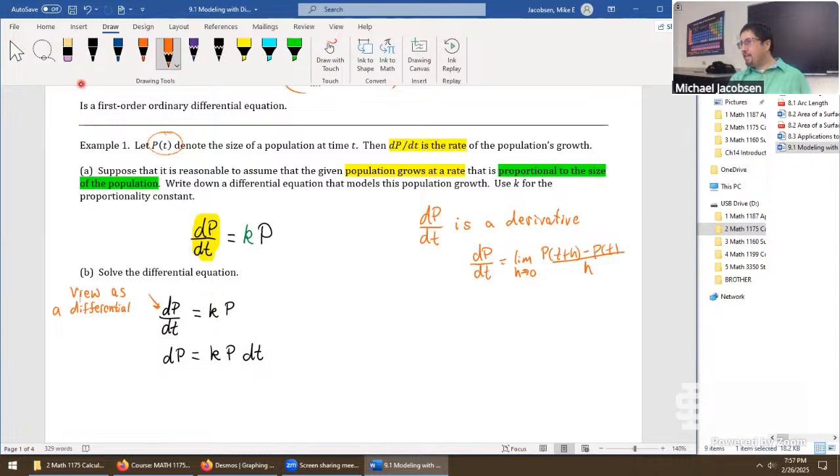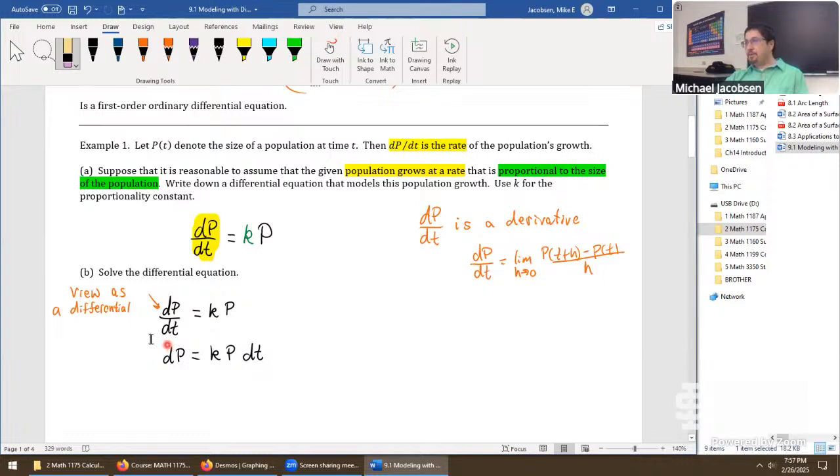Let me backtrack on that comment. I was thinking of y equals p of t, but that would conflict with the variables down here. But I think this is a better analogy. View this as a differential, split it up, and now this is an application of integration. Integration is going to help us here if we arrange things just right.